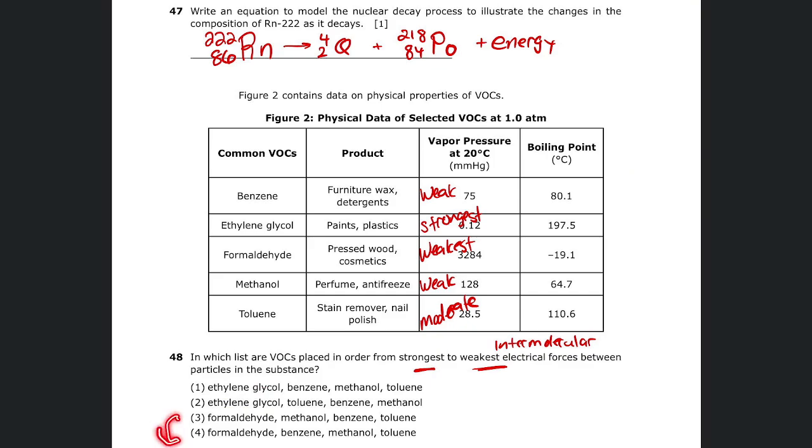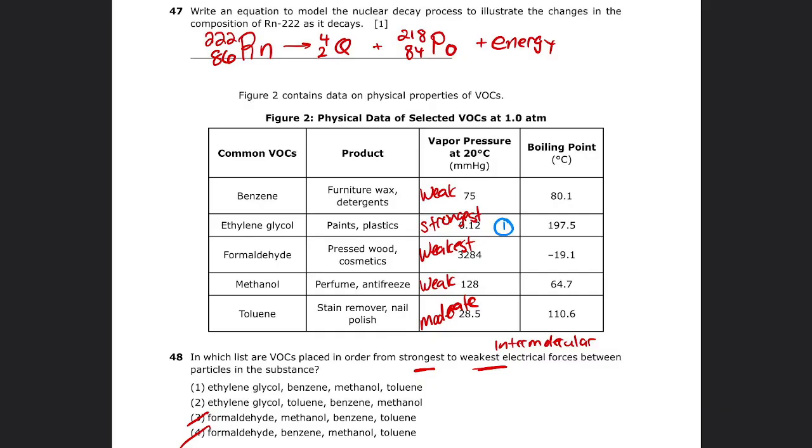Like in 3 and 4, we're not including ethylene glycol, but we're starting with the strongest electrical attractions as formaldehyde. But we know that formaldehyde has the weakest electrical attractions. So let's eliminate choices 3 and 4. All right, if we're going to rank electrical attractions by vapor pressure alone, this is going to win. So that's going to be number 1. It's because it's the lowest vapor pressure.